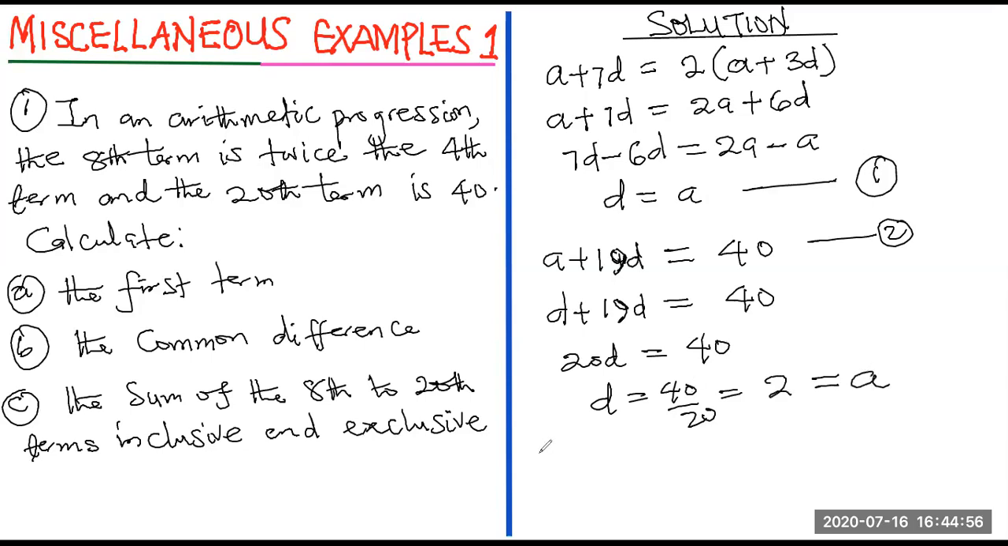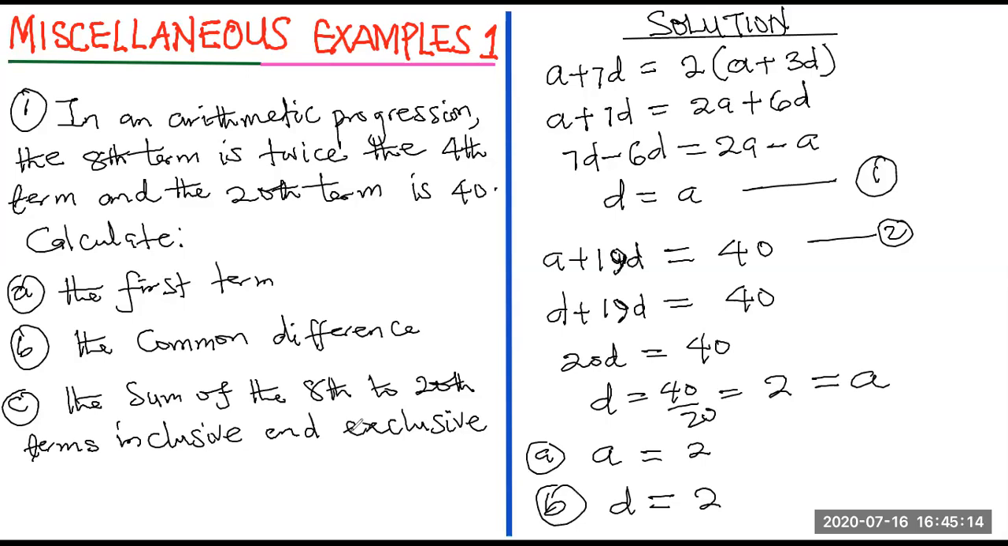So question A has been answered. Our first term is 2. Question B has also been answered because we got that one first. So for question B, D equals 2. Alright, is that taken?